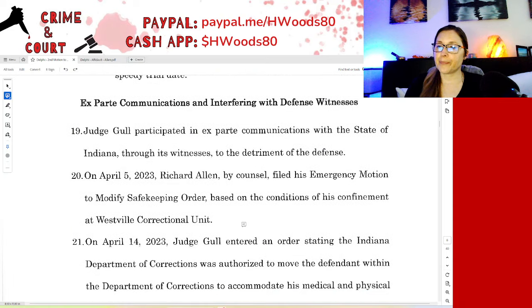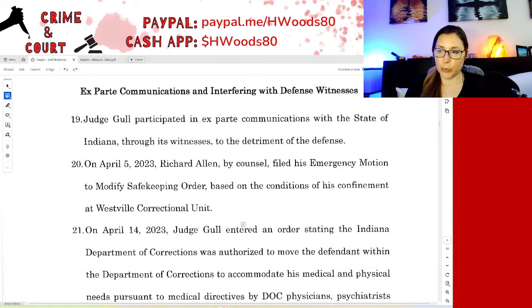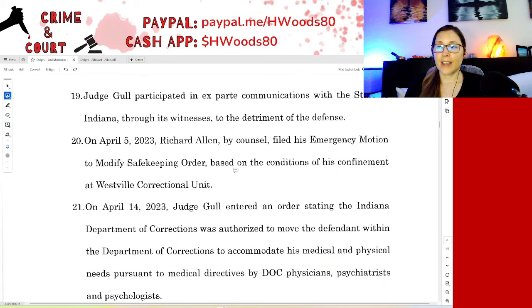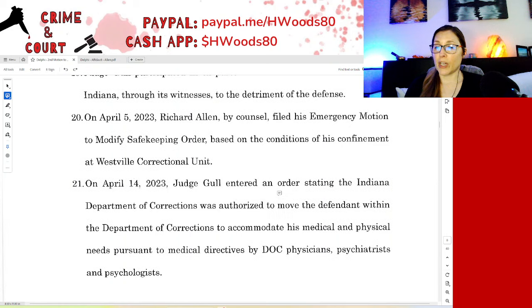Anyways, Judge Gull. Ex parte communications and interfering with defense witnesses. Number 19. Judge Gull participated in ex parte communications with the state of Indiana through its witnesses to the detriment of the defense. So Judge Gull was talking to witnesses with the state of Indiana, or talking through its witnesses. Wow, unbelievable. Number 20. On April 5th, 2023, Richard Allen, by counsel, filed his emergency motion to modify safekeeping order based on the conditions of his confinement at Westville Correctional Unit.